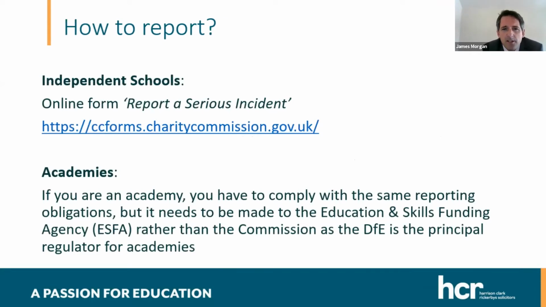Okay, so for independent schools, there's an online form on the Commission's website. You can no longer email the Commission. There's also a checklist on the Commission's website for the type of information you'll need in order to complete the online form. It's slightly different for academies. As stated on the slide, you have the same reporting obligations and information to provide, but there is no online form, and the principal regulator is not the Commission here, it's the Education and Skills Funding Agency, essentially the DfE.